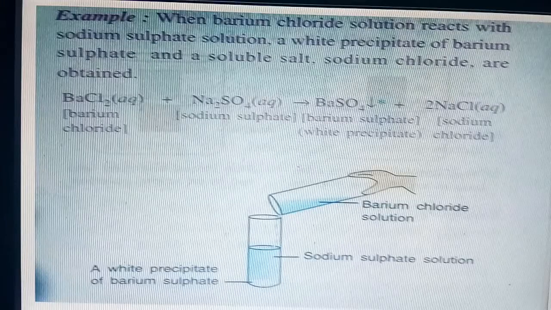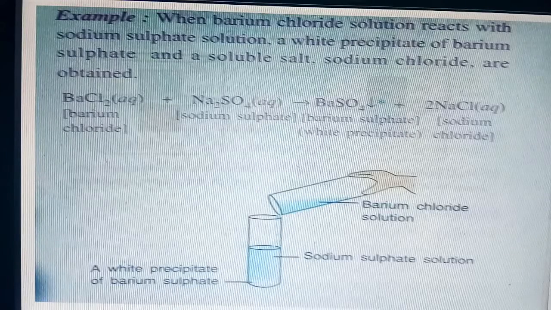So you can see the reaction here. Barium chloride combines with sodium sulfate. This AQ means solution in water. Then what are you getting? Barium sulfate, a white precipitate, represented by a downward arrow, plus sodium chloride. Now can you see? Chloride was with barium, and on the product side you can see barium is with sulfate, not chloride.